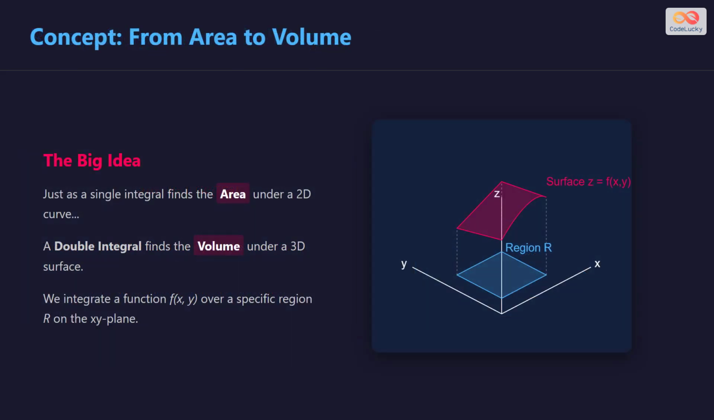Now, let's level up. A double integral does for volume what a single integral does for area. Instead of a flat area under a curve, we are looking for the total volume under a three-dimensional surface, denoted by z equals f of x, y, and we perform this calculation over a specific region R on the flat xy plane.